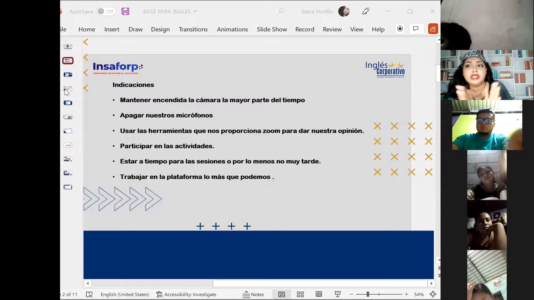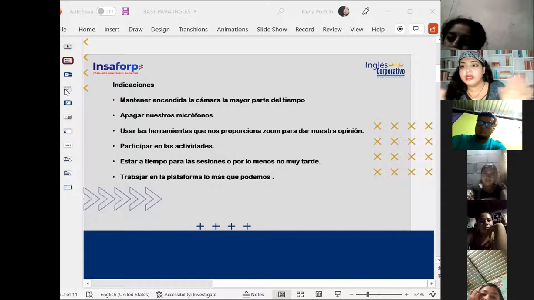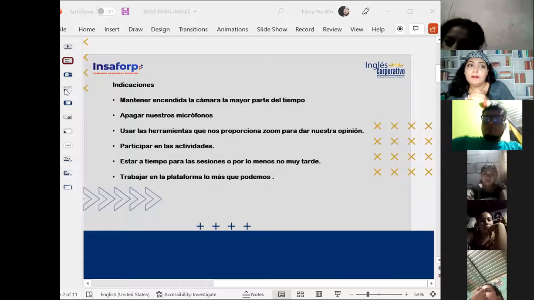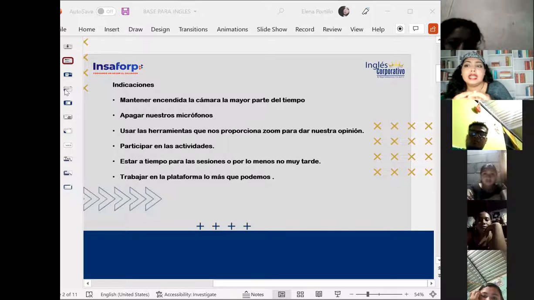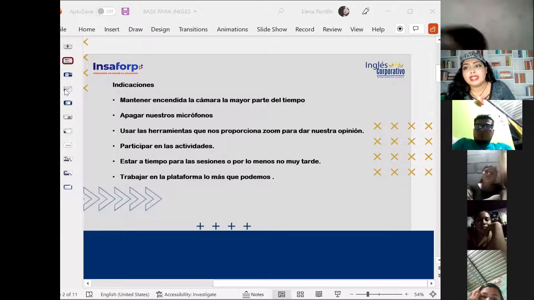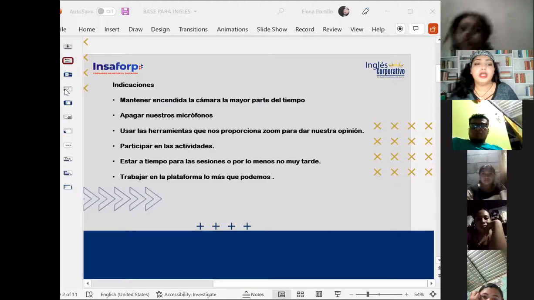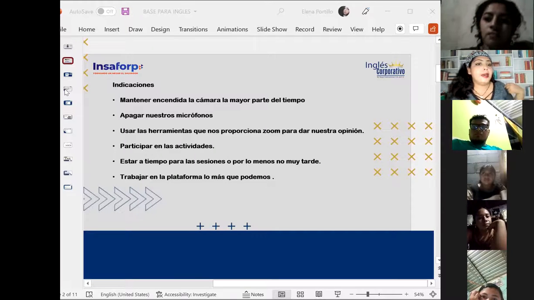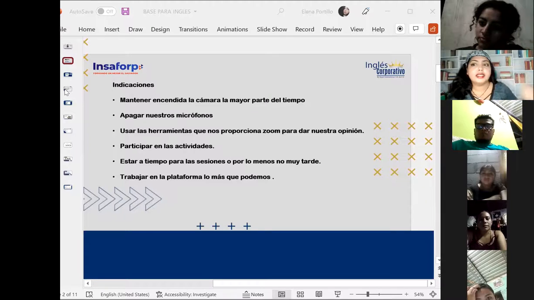So, having this in mind, those are the rules of these sessions for all the sessions that we are going to develop in this month. So remember that you have to have your camera on, your microphone off. You need to use the tools that Zoom gives us to give our opinion. We need to participate in the activities because it is for our use, and it is going to help us to develop these skills. Be on time or not too late, and work on the platform all the exercises that you want.